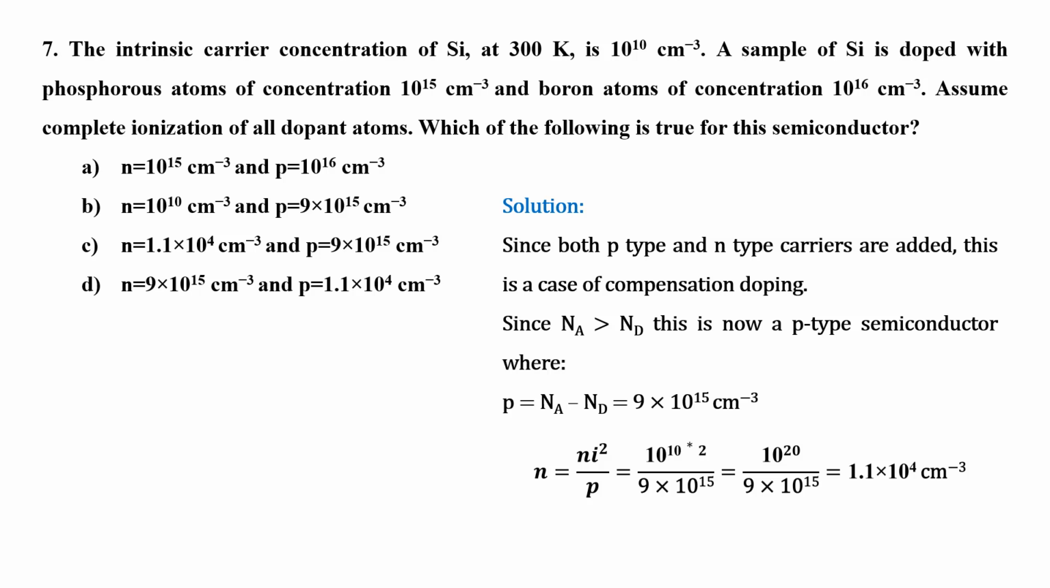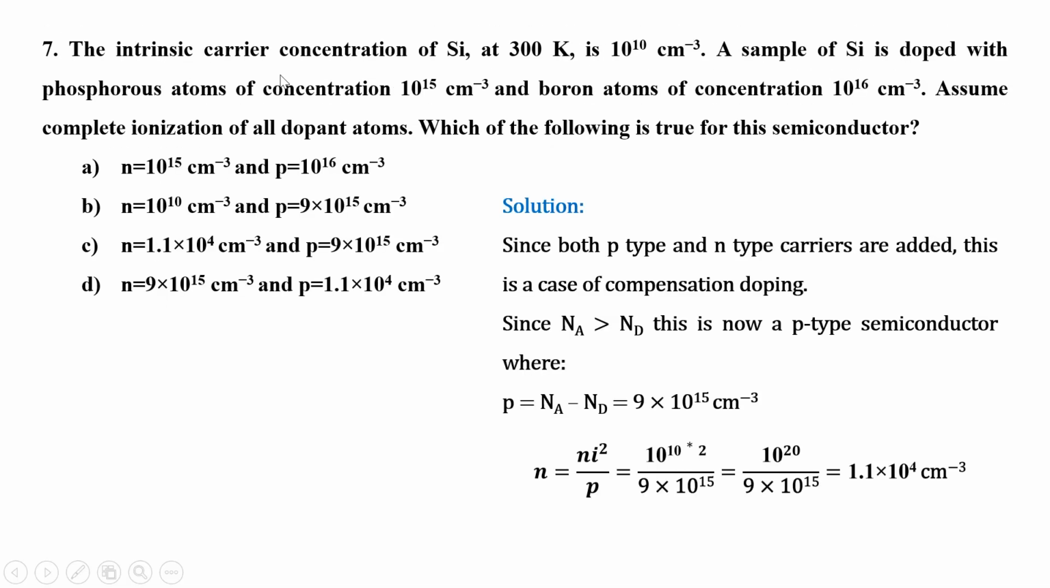Now we have to find out the n-type carrier concentration. We know that Ni square is equal to n into p. The p value we have already got, the excess p value is already with us. From that we can find out the n value. So from these options, p is equal to 9 into 10 power 15 and n is equal to 1.1 into 10 power 4. So that will be our answer.